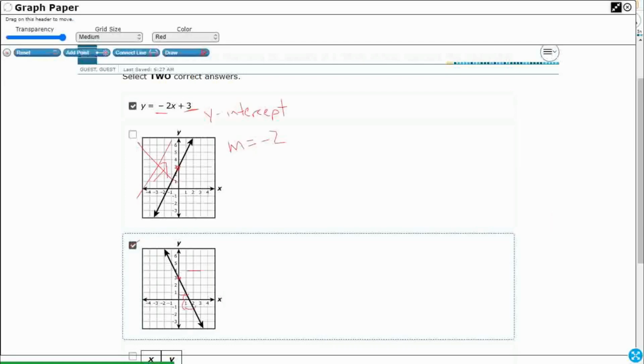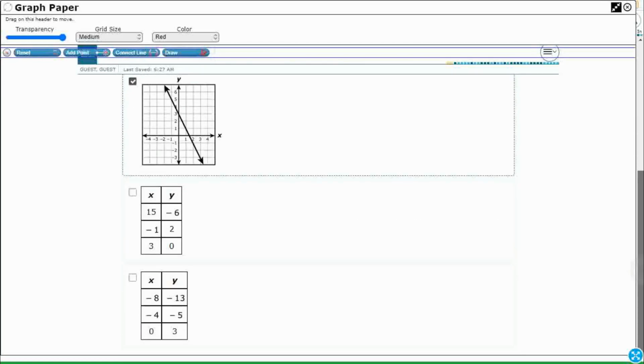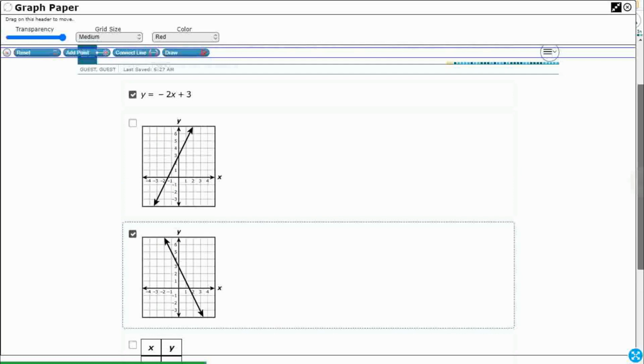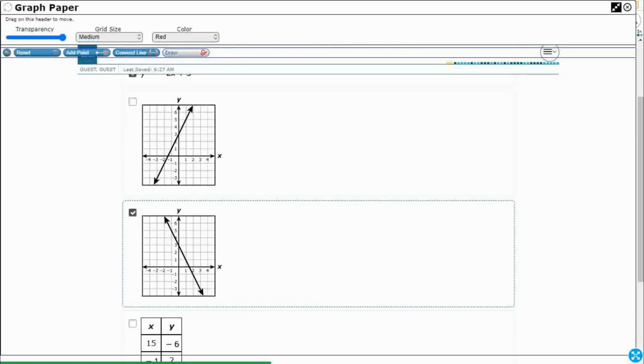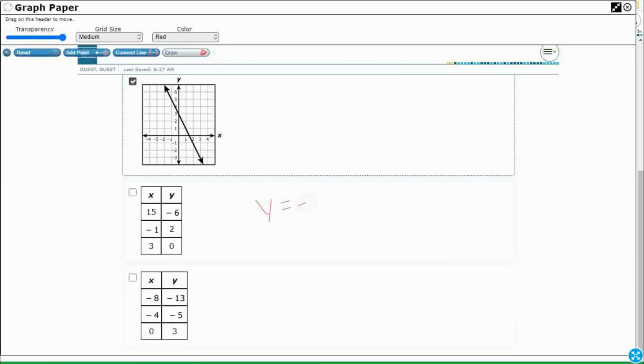But I've got two other things that I need to at least eliminate, and those are both going to be tables. So let's go ahead and just take my y equals negative 2x plus 3. Let's just plug in some points, easy points. So I'm going to say 0 equals negative 2, my x is 3, plus 3. 0 equals negative 6 plus 3. 0 does not equal negative 3. So I can eliminate this one.